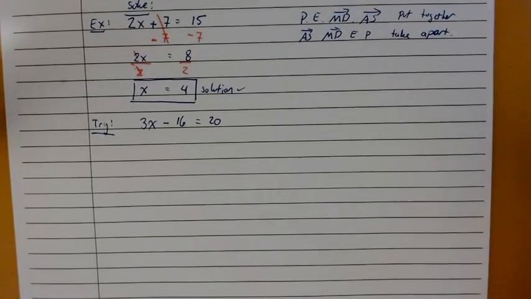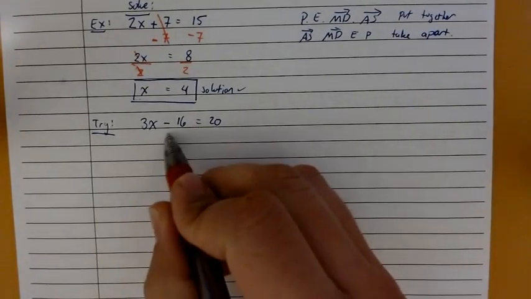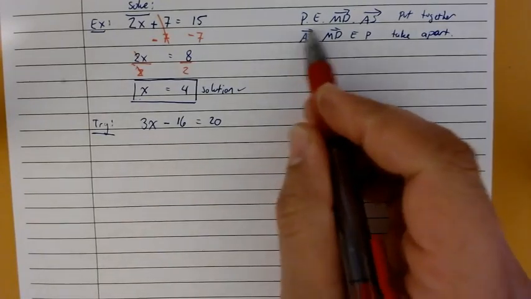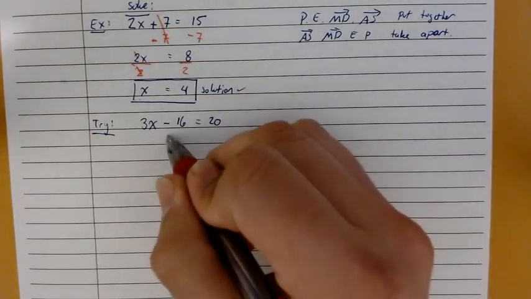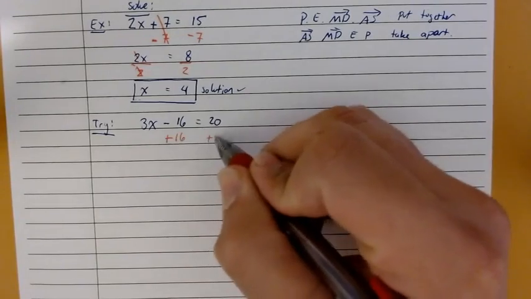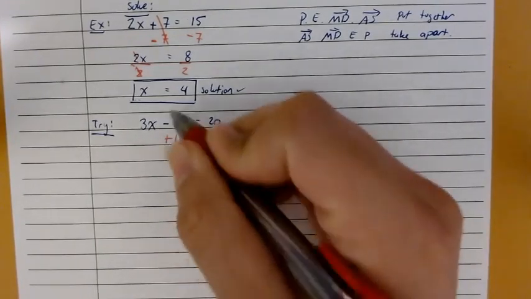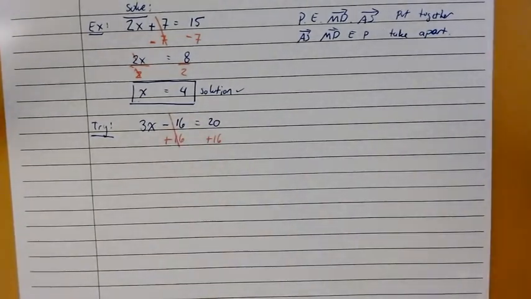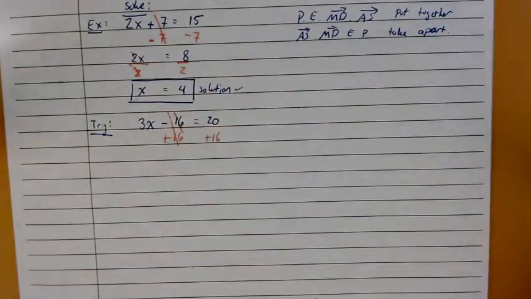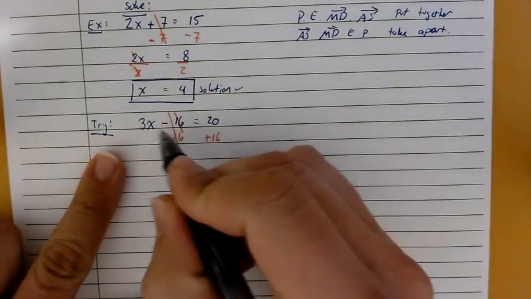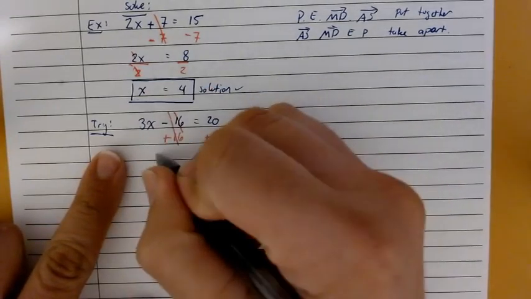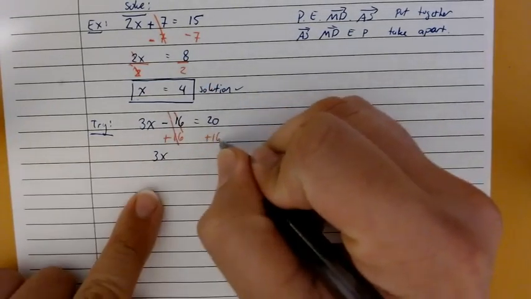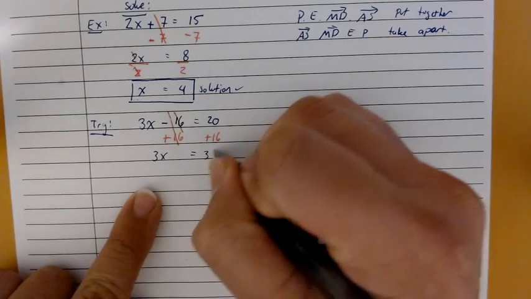All right, so the first thing we want to do is get rid of this negative 16. We want to get rid of all addition and subtraction first. To get rid of a minus 16, let me go ahead and add 16. That way 16 and minus 16 together give me 0. Well, that's 0, which means the only thing left on this side of the equal sign is our 3x. On this side, 20 plus 16 is 36.